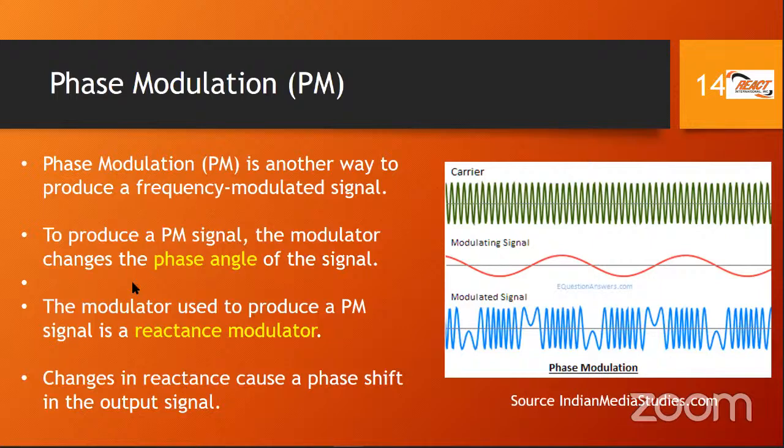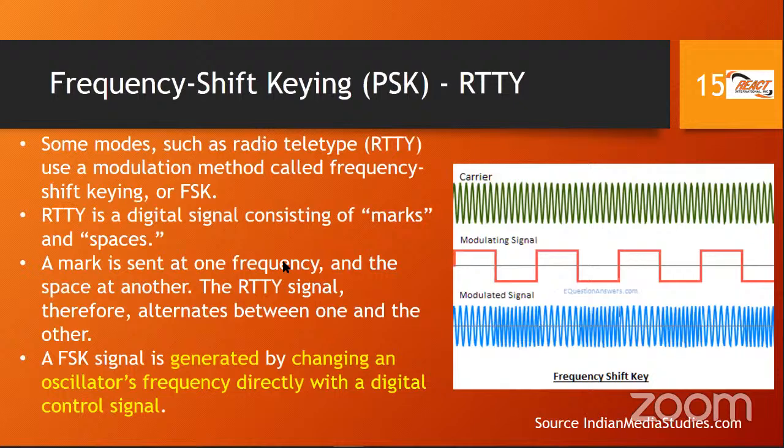So this is really just saying the same thing as the previous point. So phase modulation, it's the phase that is changed, or we change the phase angle of the signal along the way to produce that type of modulation known as PM or phase modulation. So we now come to another type of mode that's called frequency shift keying.